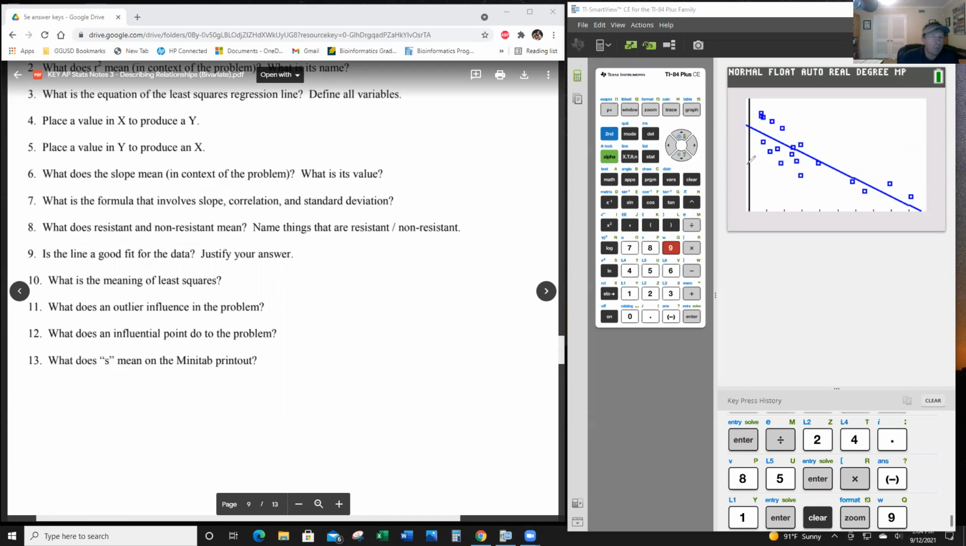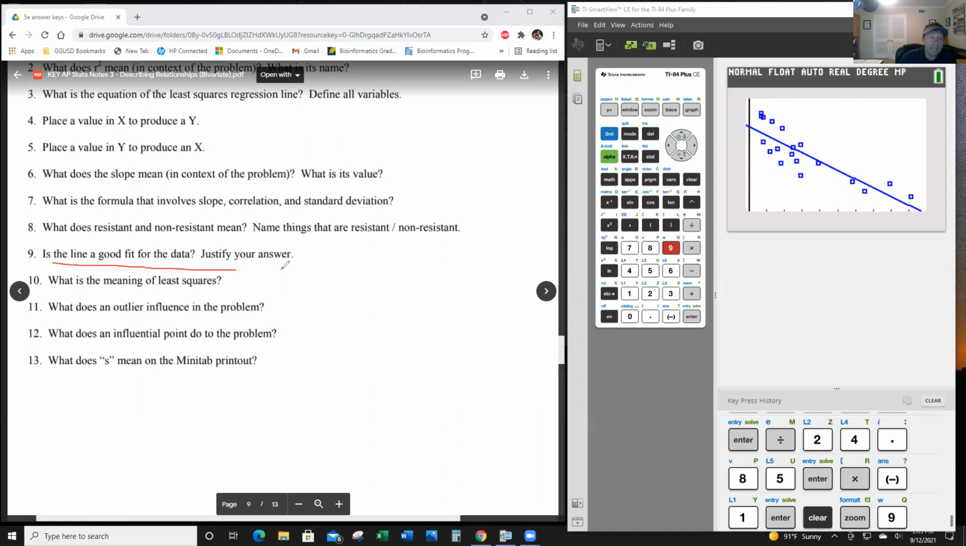Now remember a point that's called an influential point. Let's say there was something way out here that was right on the line. That will not change the slope, but will increase R and R squared. Remember that one too. Okay.